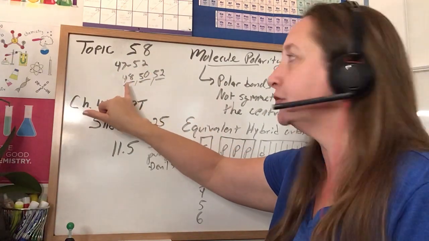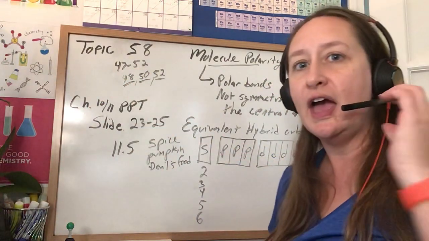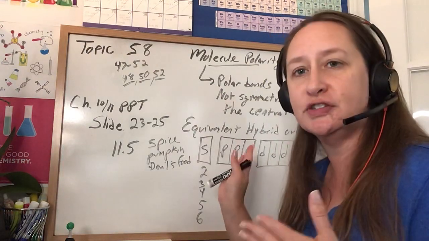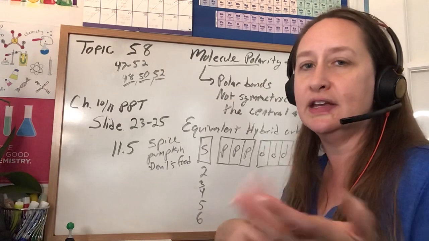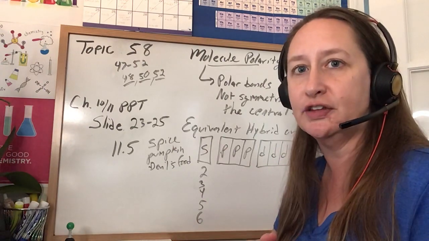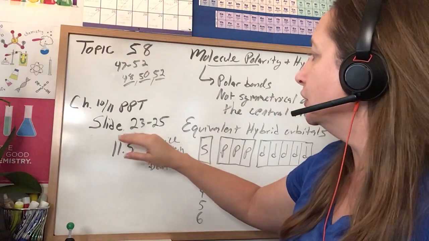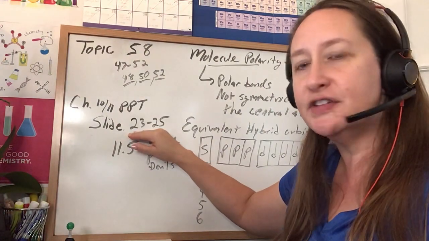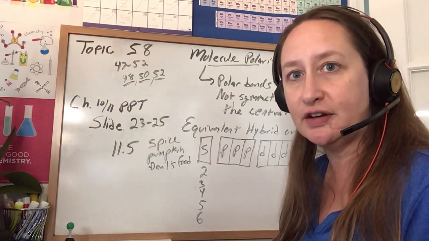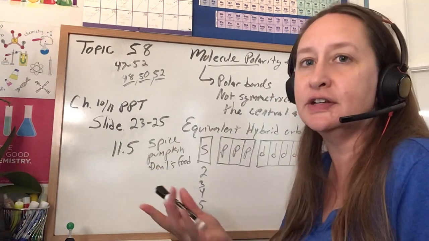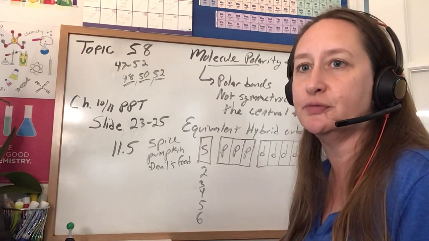I'll help you work through 48, 50, and 52, and you should also be able to answer questions like number 60 that are just about hybridization without getting into pi bonding and some of the other things that chapter 11 goes into. Okay. Slides 23 through 25 have this information in your chapter 10-11 PowerPoint, and you can look in chapter 11, including section 11.5, for some of this information.